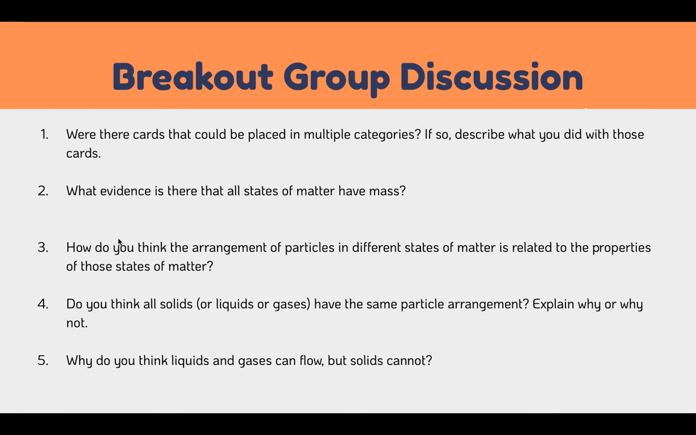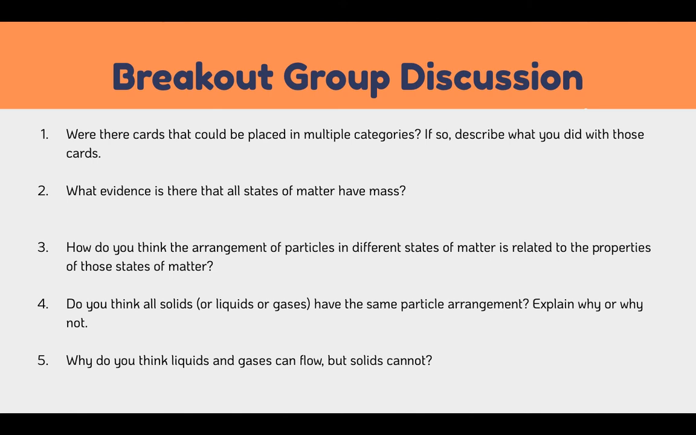So number three, I do want to talk about: how do you think the arrangement of particles in different states of matter is related to the properties? If we know solid particles are held really tight together, how does that explain properties of a solid like ice? Let's say I have an ice tray with cubes. Those particles freeze, they become a solid, held really tight together. They're going to maintain that shape, the cube or whatever shape your ice tray is, because the particles are held really tight together.